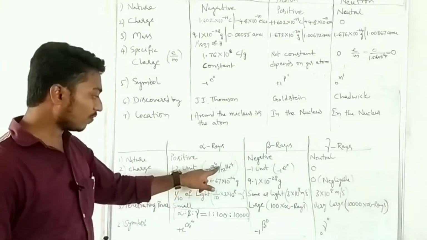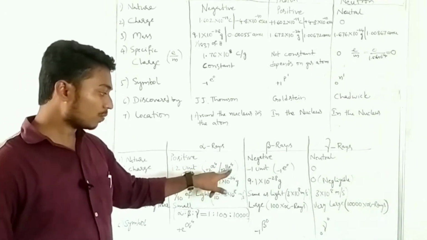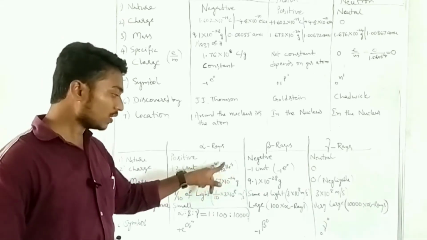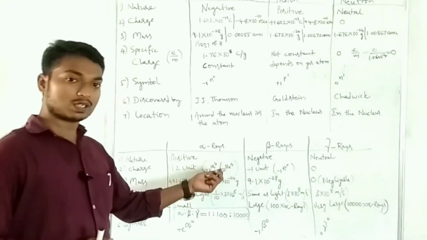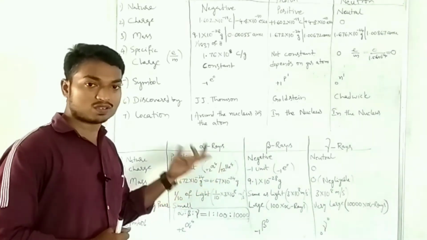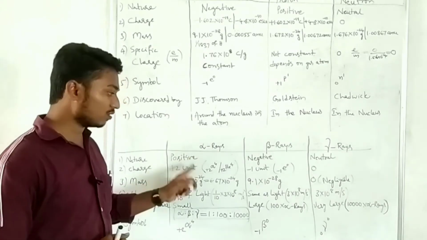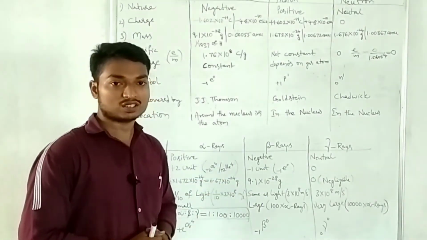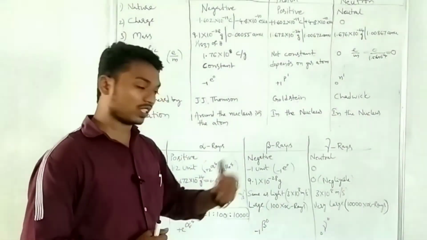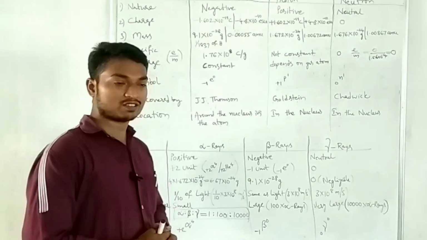So plus 2, alpha, 4: plus 2 units of positive charge, mass number is 4. This means 2 electrons are removed from the helium atom. So the total charge in this helium atom now is only 2 units of positive charge. Hence this is positive in nature. Beta rays are nothing but electrons. So electrons emitted from radioactive elements are beta rays.